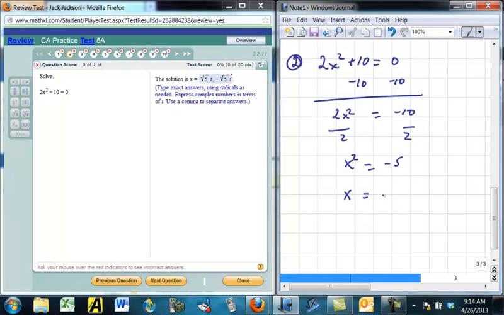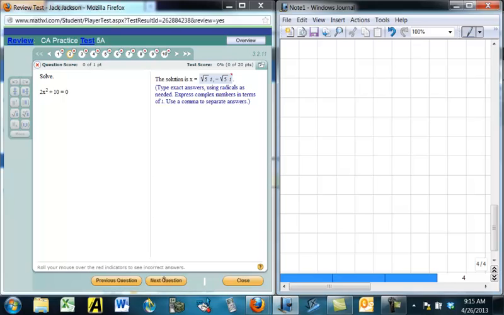This time I'm just going to go straight to plus or minus the square root of negative 5. Now the square root of negative 5, square root of 5 we can't simplify, but the square root of negative 1 is our imaginary number i. So we get plus or minus that. That's really two answers. In other words, x equals square root of 5 i, or x equals minus square root of 5 i. So we're going to enter those in, like you see them there on the computer. Next question.